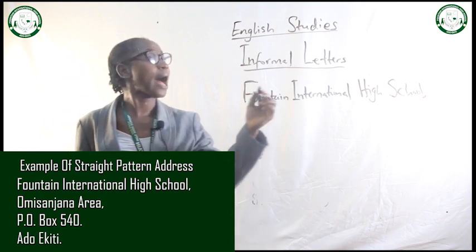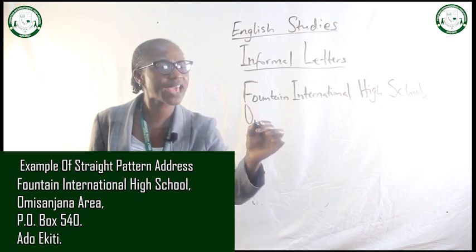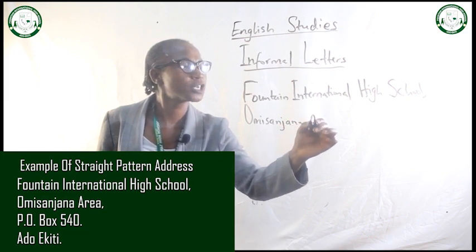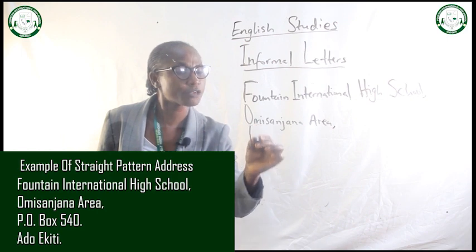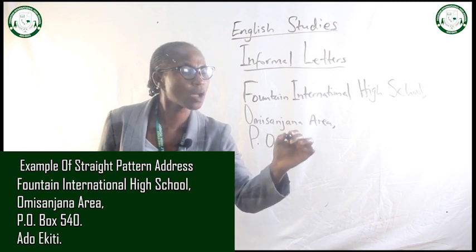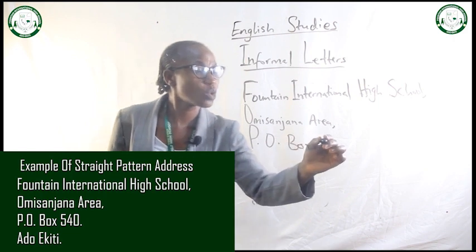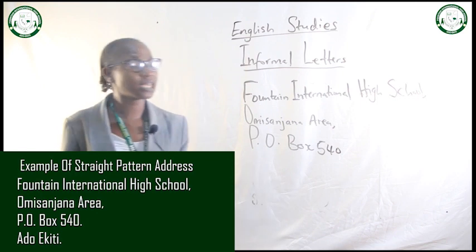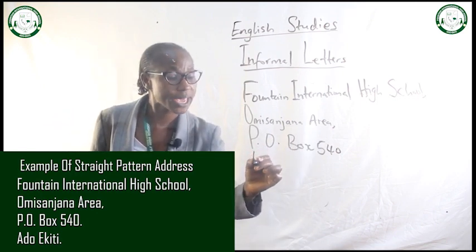Fountain International High School, Omisanjana. The O comes under F because we are practicing the block pattern. Omisanjana area. Here, the P.O. box. I hope you know why we are putting dots in between the P.O. box. It is so because it is abbreviated. Whenever you are abbreviating a word while writing, you put the dots to indicate that. P.O. box 540 Ado Ekiti.